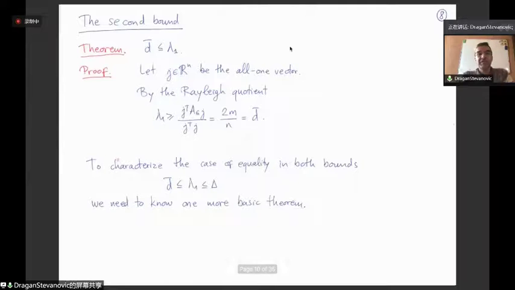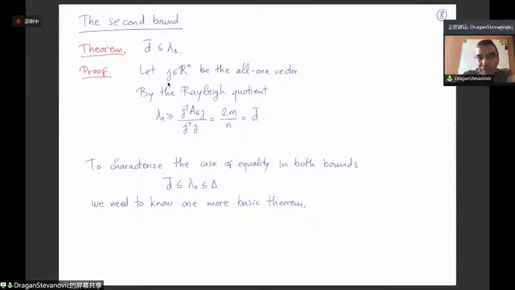Okay, and let us see the first application of the Rayleigh quotient. We have already seen that lambda 1 is smaller than or equal to the largest degree. This time we see that lambda 1 is greater than or equal to the average degree, and it's very straightforward using a particular vector.